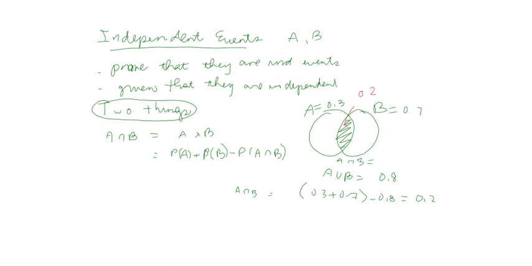But we have just considered this part. What about the other part, which is probability of A times probability of B, which is 0.3 times 0.7, and this gives you 0.21. Now, in the first test and the second test, the answers are not the same because 0.2 is not equal to 0.21. Therefore, these are not independent events. Okay, they are not independent.